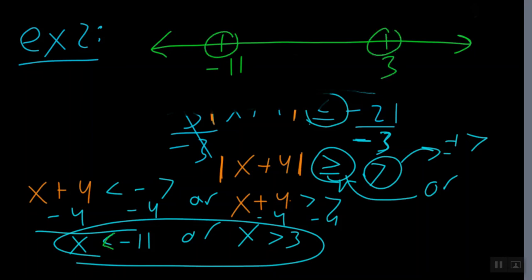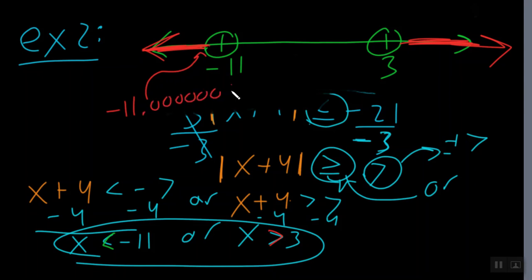And wait a second, if x is less than negative 11, I have to shade to the, let's use a different color, I have to shade to the left. And if x is greater than 3, I have to shade to the right. Okay, since neither one of these circles are filled in, we know that they're not included in the solution set. You could get as close as you wanted to. You could get to negative 11.000001, and that would still be a solution. But the second you hit negative 11, that is no longer a solution.